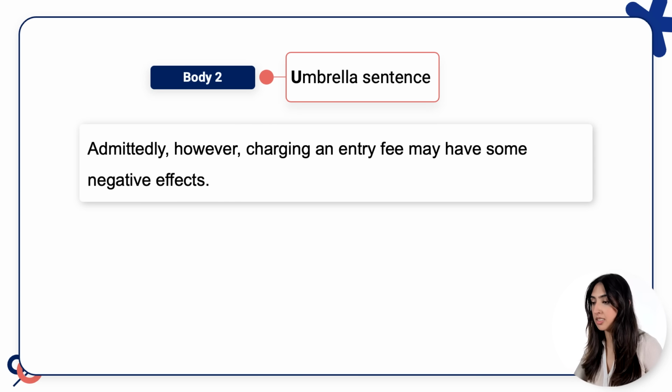Here's our umbrella sentence. Admittedly, however, charging an entry fee may have some negative effects. Again, using clear language in the umbrella sentence allows the reader to understand what the paragraph will be about. In this case, the drawbacks or disadvantages of charging an admission fee.